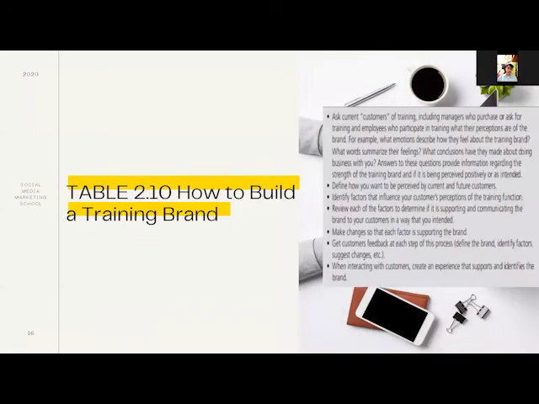So how to build a training brand? Ask the current customers of training, including managers who purchase or ask for training and employees who participate in training, what their perceptions are of the brand. And asking is a way of clarifying things.